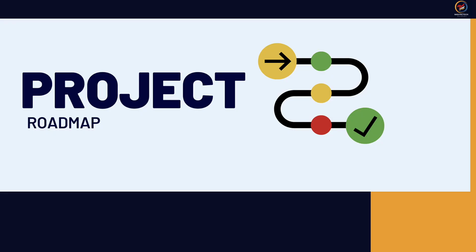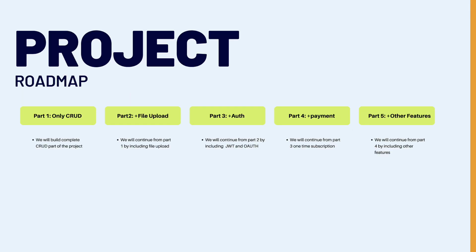Now that we know the method that we are going to use to develop this project, let's look at the project roadmap. And these are the stages that we are going to build. We are going to develop this project in 5 or more phases. The first part is that we are going to build the complete application by using CRUD operation.